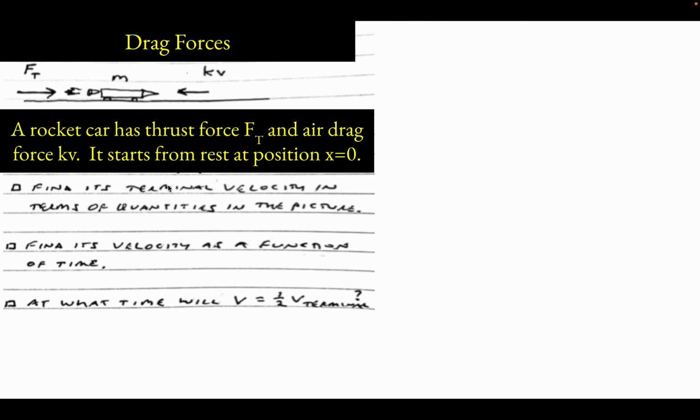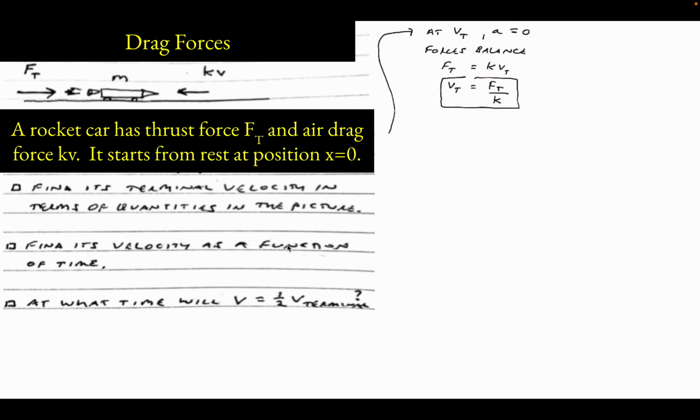What we're asked to do first is find its terminal velocity in terms of quantities in the picture. Well, if something's moving at terminal velocity, it is not accelerating. That means the forces on it will balance, because it would accelerate if they didn't. So we can solve for Vt by setting the force accelerating it to the right equal to the force working against it.